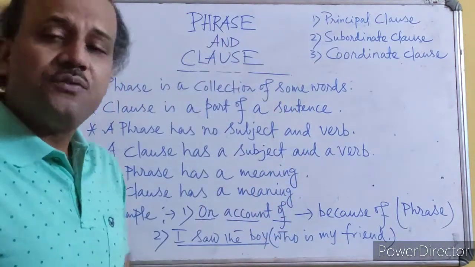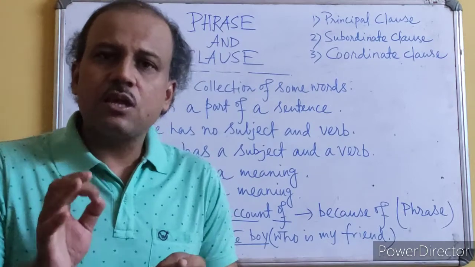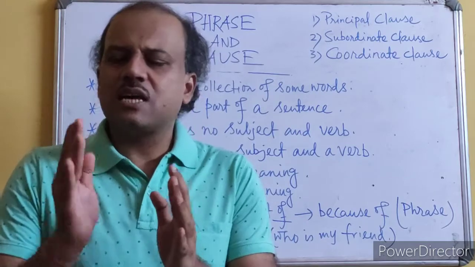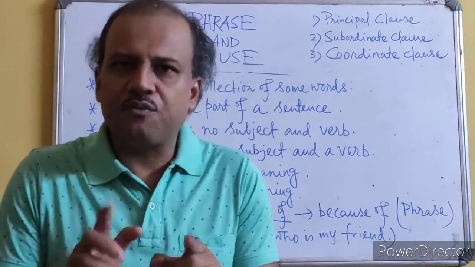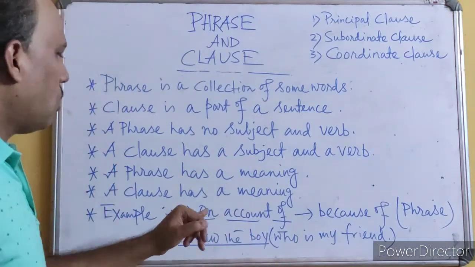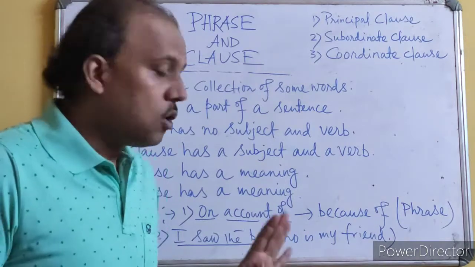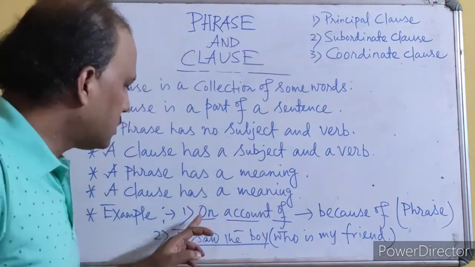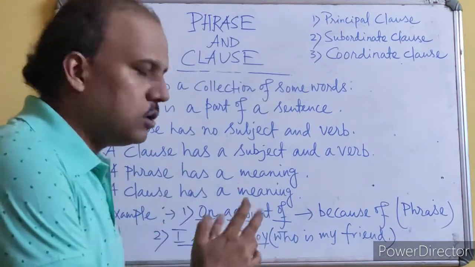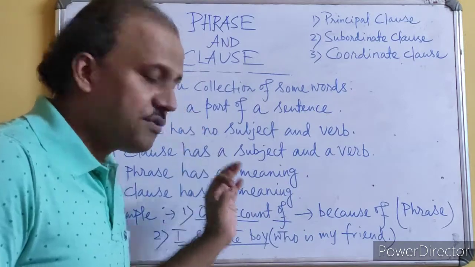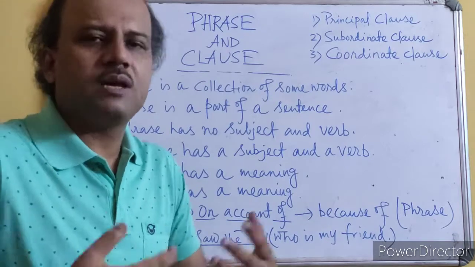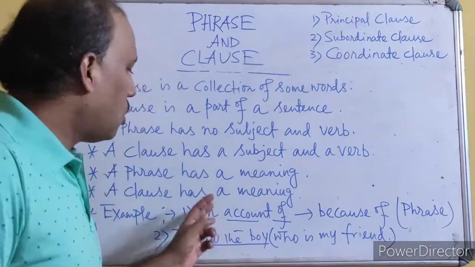Phrase. What is a phrase? A phrase is basically a collection of some words. Some words placed side by side can form a phrase. For example, on account of is a phrase. On is a word, account is a word, and of is a word. So these three words construct this phrase on account of. That means because of something, for the reason of something.